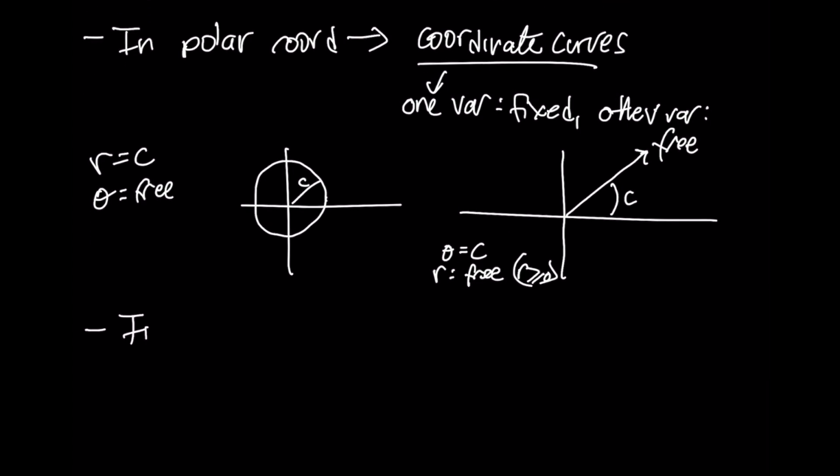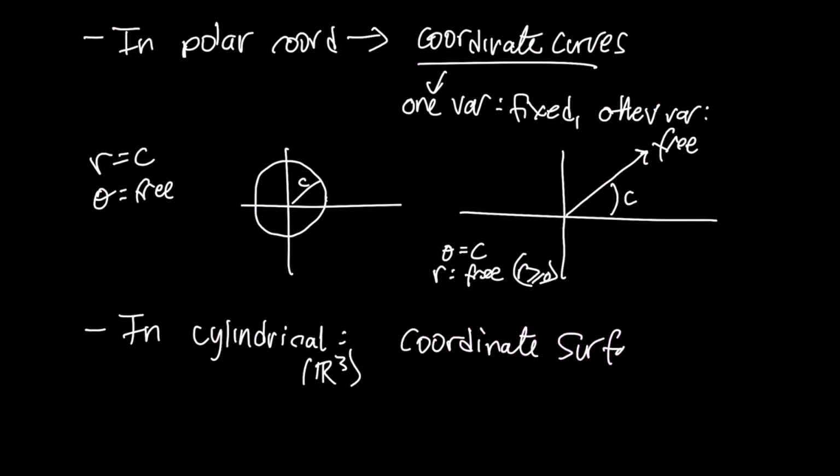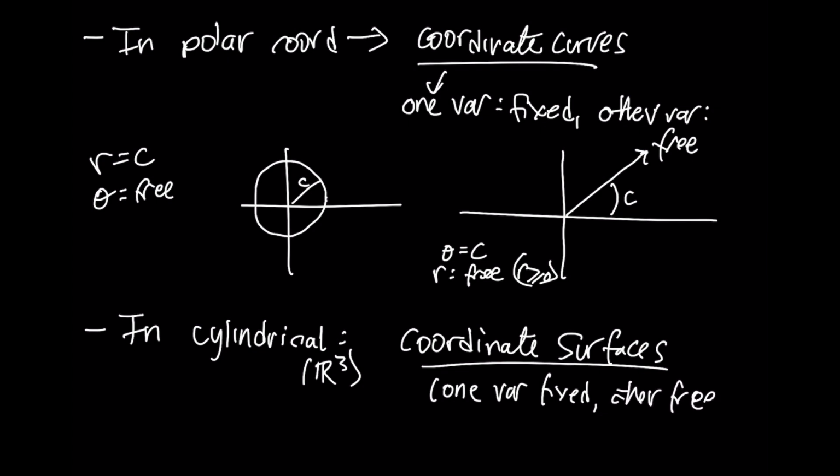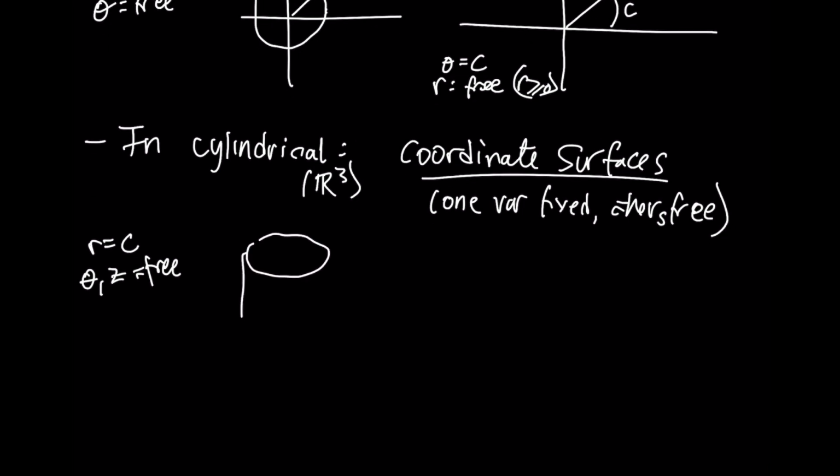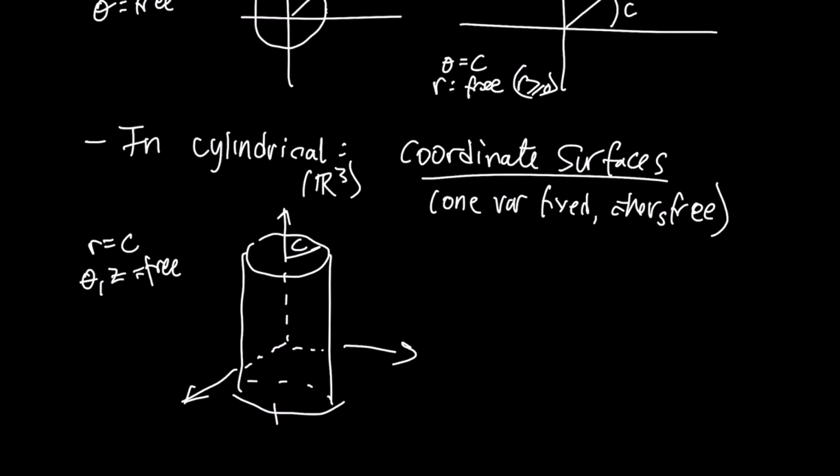If we extend this idea to cylindrical coordinates, we no longer have coordinate curves because we are in R3. And what we then end up with is coordinate surfaces. Now, coordinate surfaces means one of the variables is fixed and then the others are free. For example, if we take the radius to be fixed and the angle and the vertical height to be free, what we find is the basis for the name cylindrical coordinates. This will produce a circular cylinder that has a radius of c, but the angle is free, so you can rotate anywhere from 0 to 2 pi, and the z height is free, so this cylinder extends to infinity.